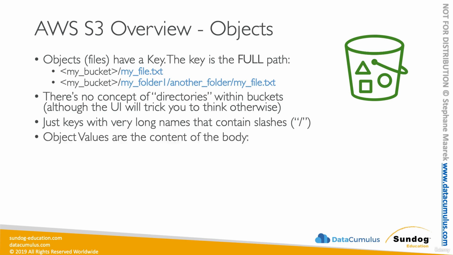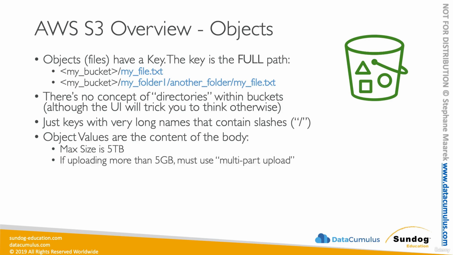Okay, so then the object has a value, and the max size of an object is 5 terabytes. So if you do big data, you can think about what that means for your data. If you upload more than 5 gigabytes, you must use multi-part upload. That's something you should know. But even if your file is say 100 megabytes, you will probably gain some advantage by using multi-part upload. So if it's more than 5 gigabytes, you must use it, and if it's more than 100 megabytes, you should use it, okay?